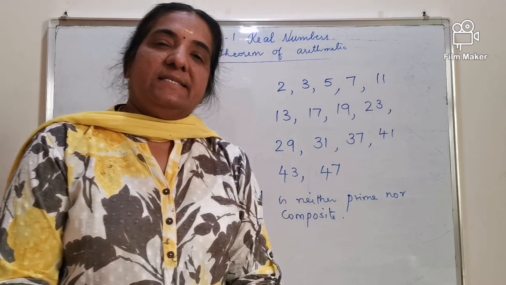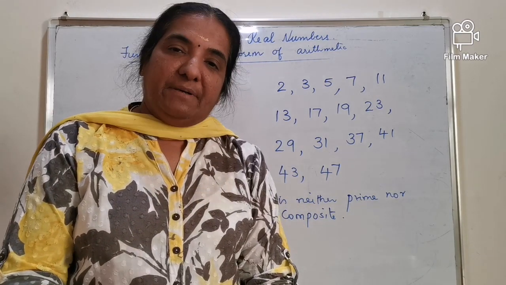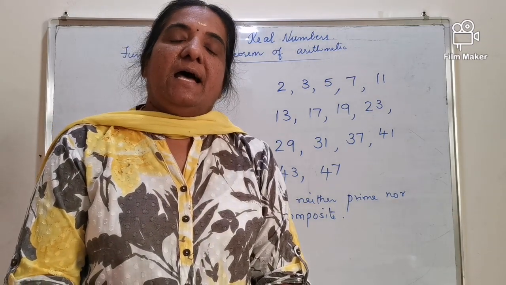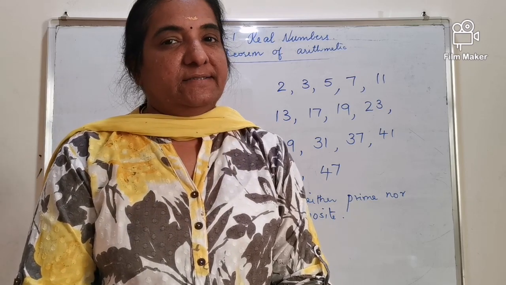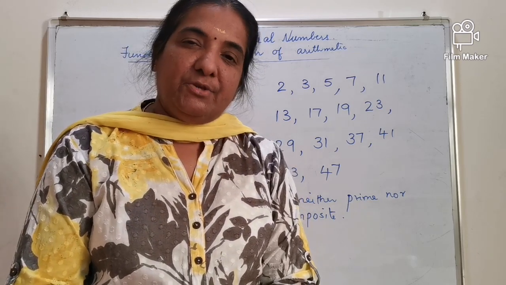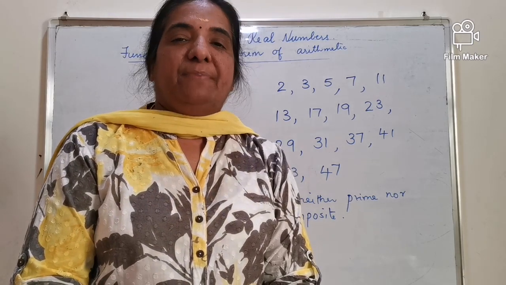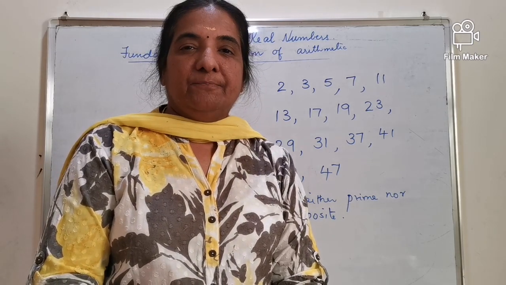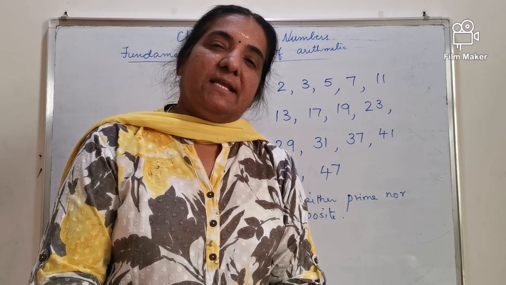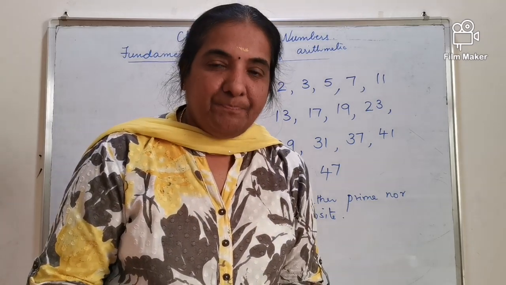Let me explain the meaning of the fundamental theorem of arithmetic. The statement says every composite number can be expressed as the product of prime factors, the factorization being unique apart from the order in which the prime factors occur. Let me explain this statement with an example.